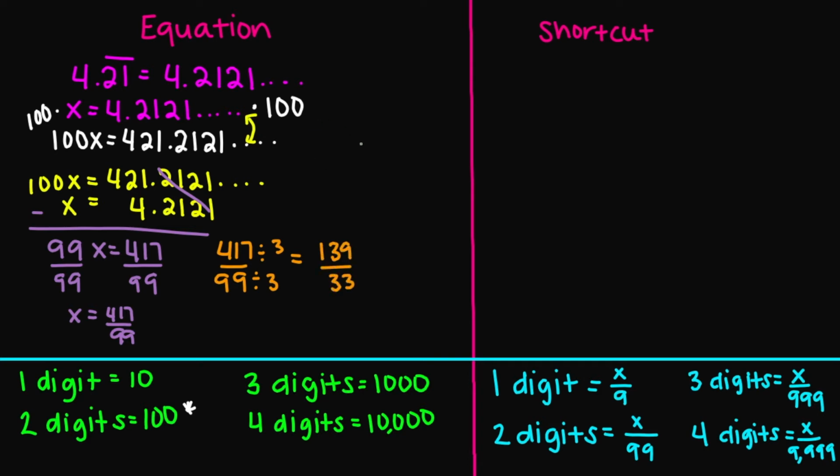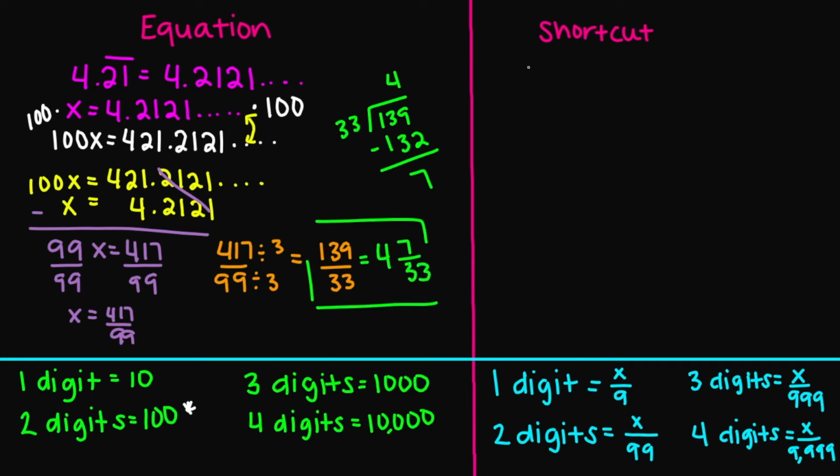Since this is an example of an improper fraction, let's convert this into a mixed number. So 33 goes into 139 4 times. 33 times 4, this is going to be 132. 139 minus 132, this is going to equal 7. So as a mixed number, you're going to get 4 and 7 over 33.